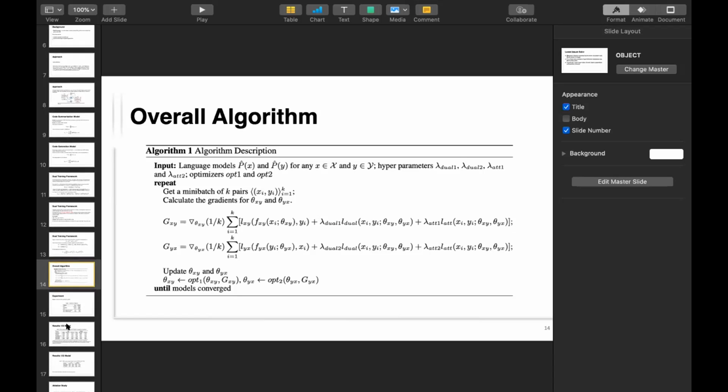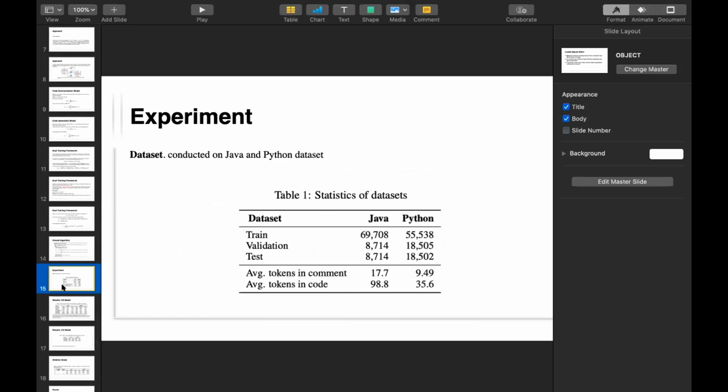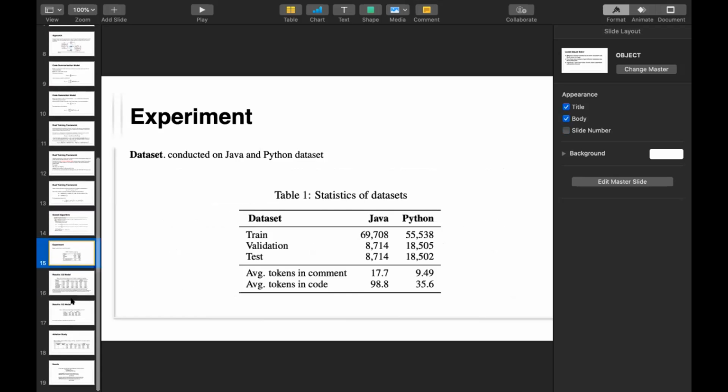Yeah, because in the encoder-decoder framework, there are two types of attention. One is inside the encoder, the attention between the inputs, and there's another attention in the decoder, which is the attention between the inputs and the outputs. Okay. And they use the latter one. And so they have done the experiments on two separate data sets, on Java and Python. And here are some statistics of the data sets.